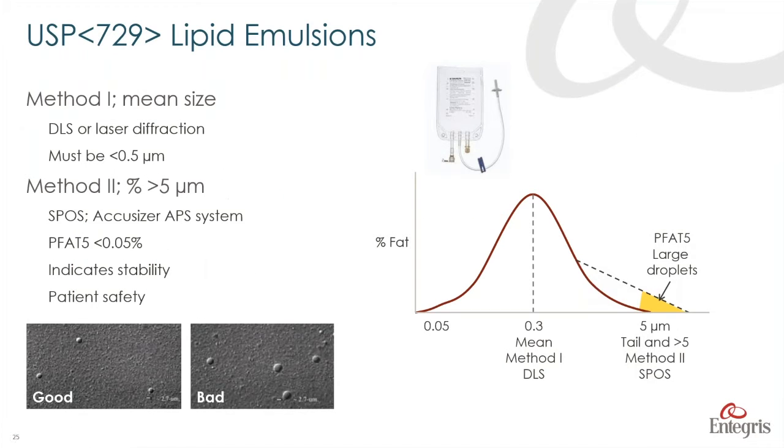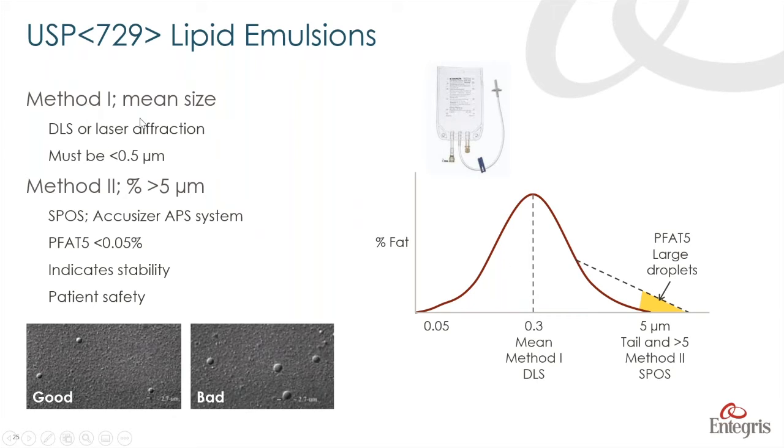The last test we'll discuss is USP 729 for lipid emulsions. And here, remember, we're not looking for contaminants. Here we're looking at the actual drug product, which is a lipid emulsion. This test has method 1 and method 2. Now, these lipid emulsions have a mean size down near 0.35 microns, 350 nanometers.